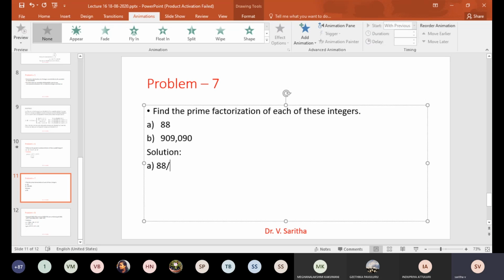So let us say 88 divided by 2 is equal to 44. I'll just continue like this until we get 1. So we'll take the divisors as our prime factors. Now, what will be the prime factors for this? 2 into 2 into 2 into 11, ma'am. Yes.